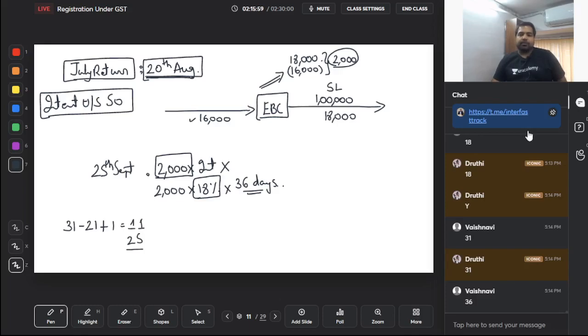Guys, here you will always calculate on the net amount. Yes, you will always calculate on the net amount, because you have credit, so you will calculate on the net amount.